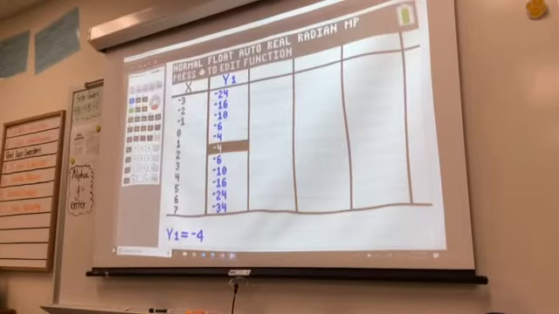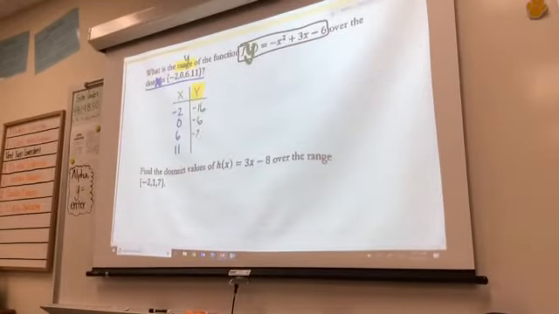6. So we need to go down to 6 on the x side. And then who's its partner? So we're going to write in negative 24. Who is 11's partner? Negative 94. Now, here's the deal.